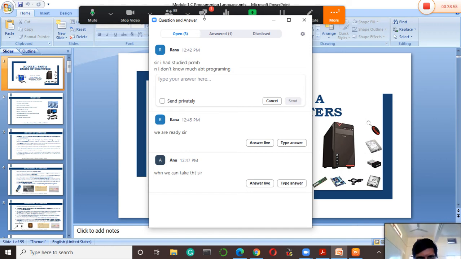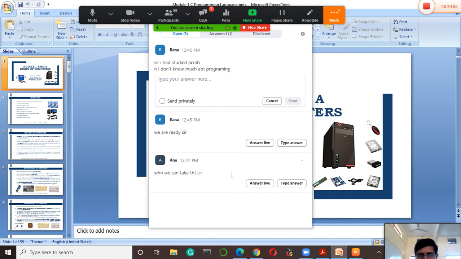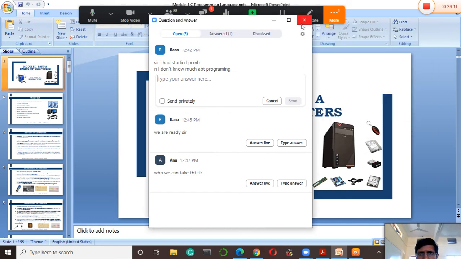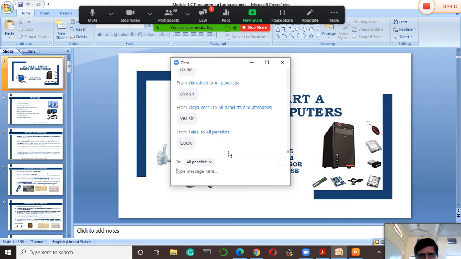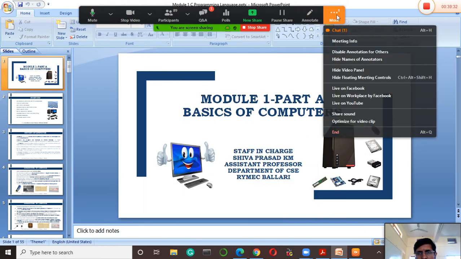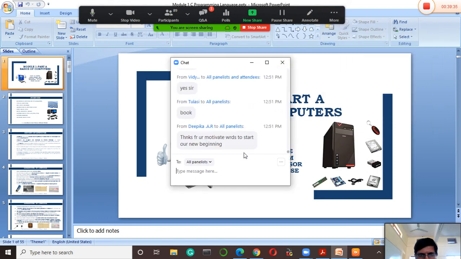When can we take that, sir? Sorry, I didn't understand, Anu. What can you take? Book or what? Textbook. Okay, fine. You can collect it whenever you come to the college for any other purpose. You can go and collect that particular book from the library. There is no schedule for it. Whenever you come to the college for any other work or purpose, you can collect it from the library and take that book with you.